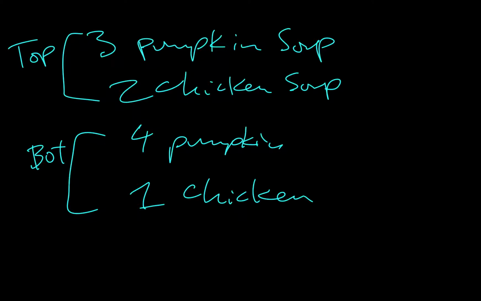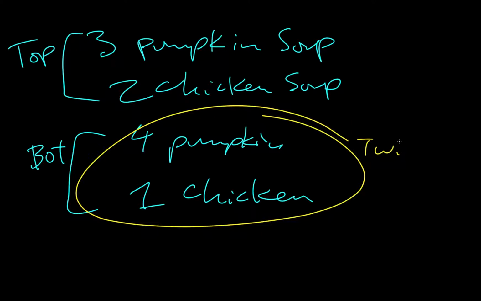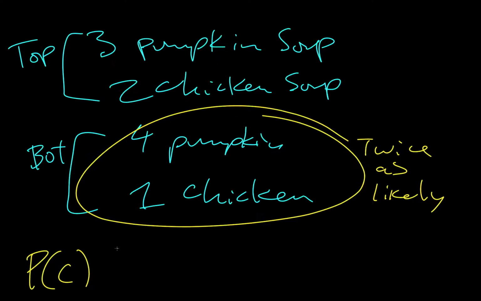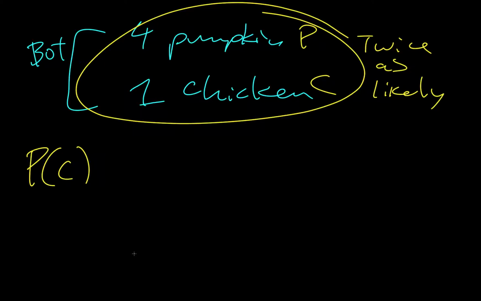So, twice as likely. And so it says, suppose that Lukash takes 1 can of soup without looking at the label. Find the probability that it is chicken. Okay, so we want to find probability of chicken. So obviously we'll call this P and this C. We want to find the probability of chicken. And so let's kind of map out the situation using a tree diagram.